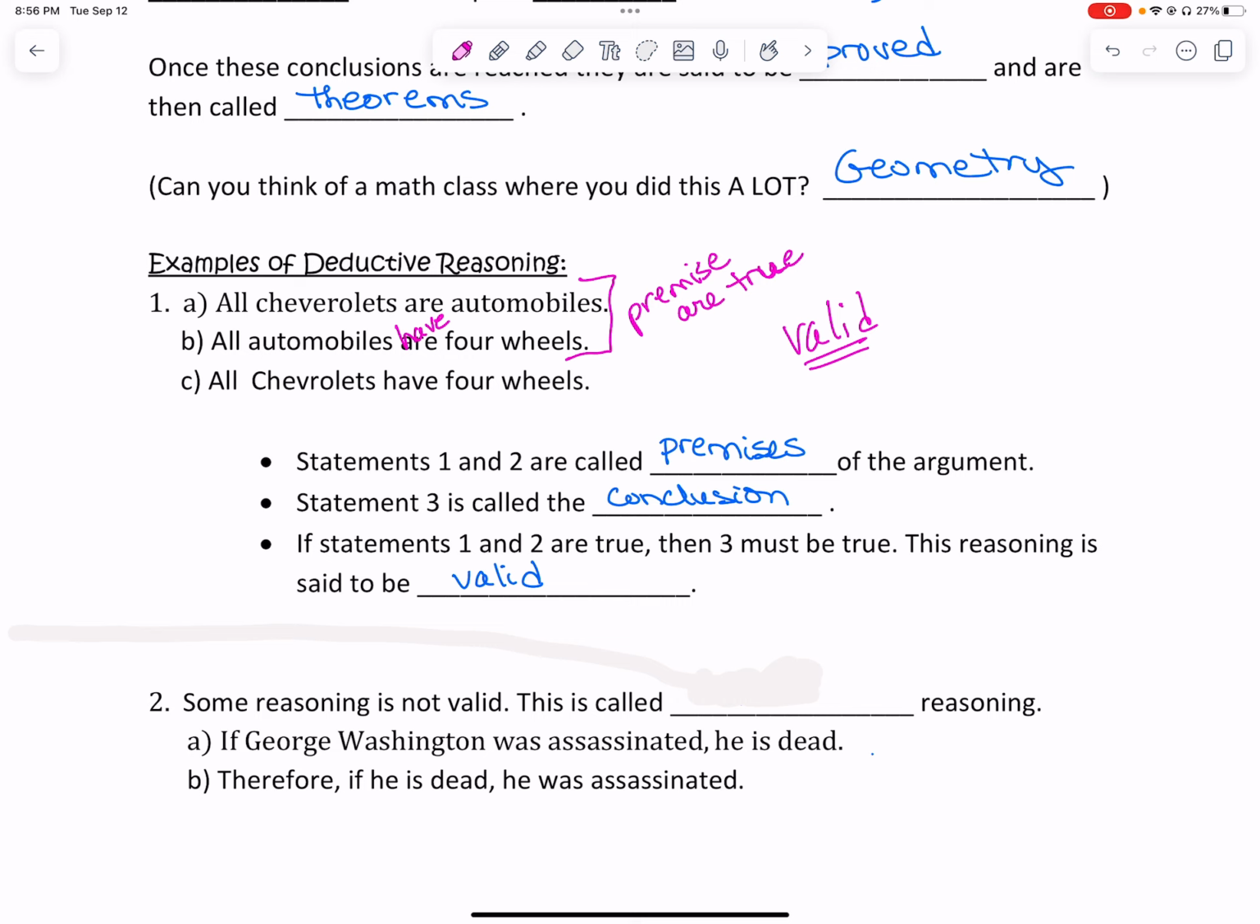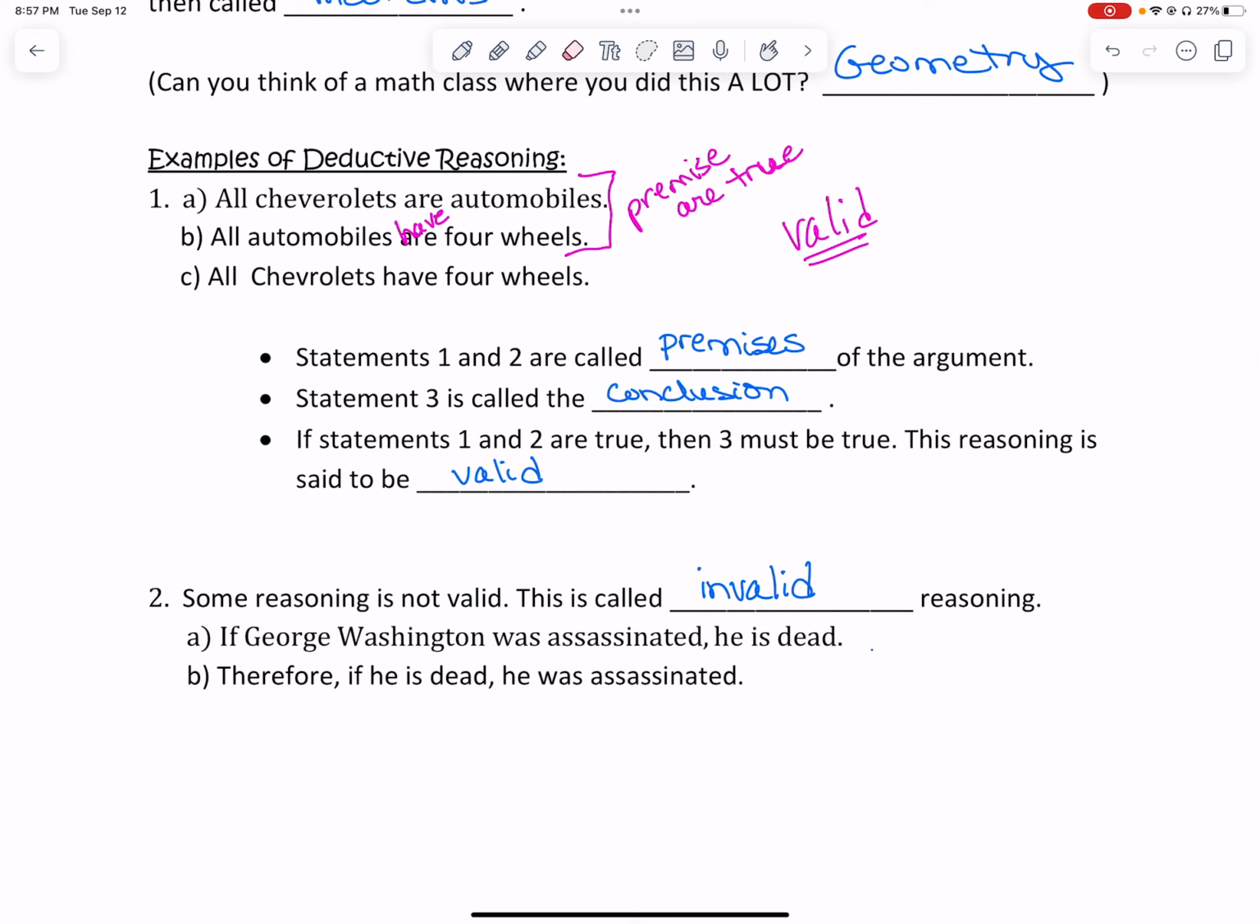If something is not valid, it's called invalid. So not valid, fancy word is invalid. So here's one. If George Washington was assassinated, he is dead. So if he was assassinated, he's dead. Therefore, if he's dead, he was assassinated. George Washington is dead. He was not assassinated. So this is invalid reasoning.